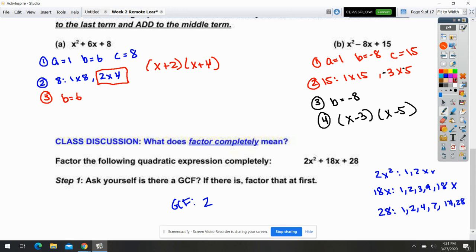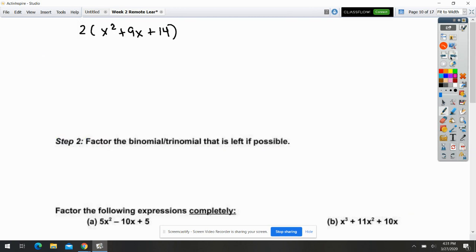And we can see that the only factor they have in common is 2. So if you need to do this for yourself so you could visualize it, if you can't do it in your head, that's completely fine. So I'm going to go on to the next page.